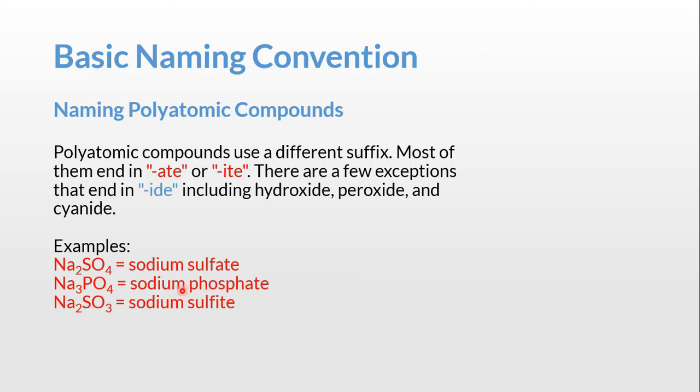These are the common names. When we look at the systematic or IUPAC names, they will be named differently, but the common names are what we are considering here: sodium sulfate, sodium phosphate, and then sodium sulfite, because of the SO3, sulfite. So when it's 4 it's ATE, when it's 3 it's ITE, sulfite. And the hydroxides: we have calcium hydroxide and potassium hydroxide. These hydroxides are basically bases.